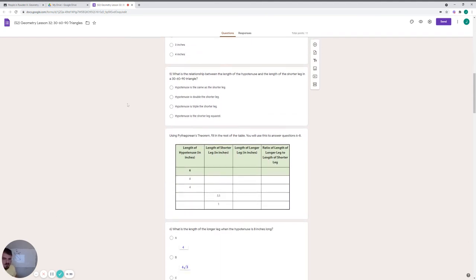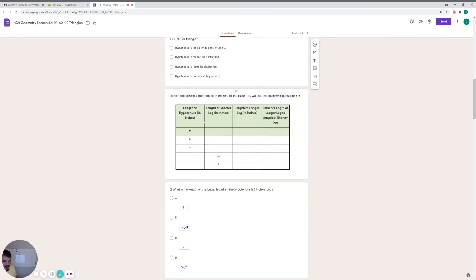Okay, so now with that, if you're in class, we will do this together. But if you're not in class, I would copy this down and go through each of these and use the Pythagorean theorem to find the missing side.